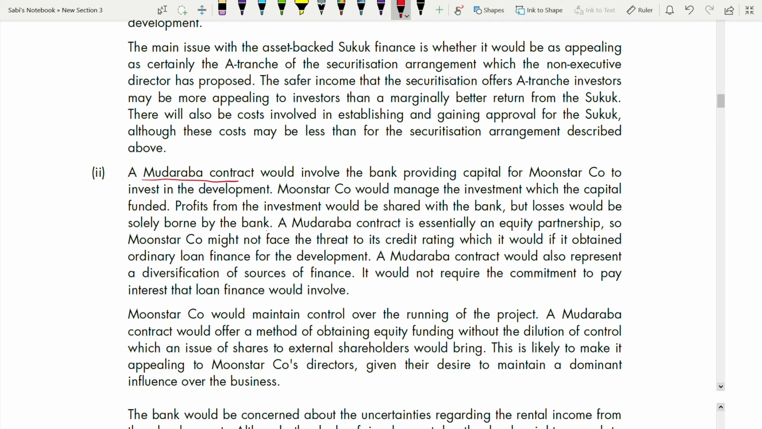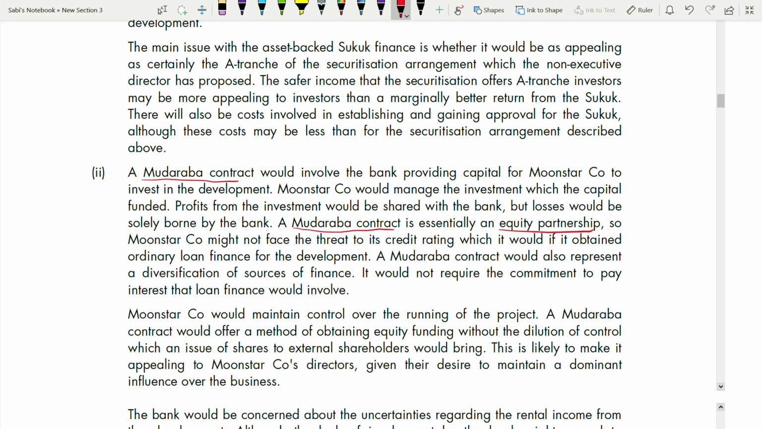Okay. So a Mudraba contract is essentially an equity partnership. So it's an equity partnership. So Moonstar might not face a threat to its credit ratings, which it would if it obtained ordinary loan finance for the development. We saw in the beginning of the paragraph that it was having a low credit rating, right? But here in this case, this way of contract, the Mudraba contract, will not affect its credit rating. But if a loan has been taken, yes, ordinary loan finance, not Mudraba contract, it can affect the credit rating of Moonstar.